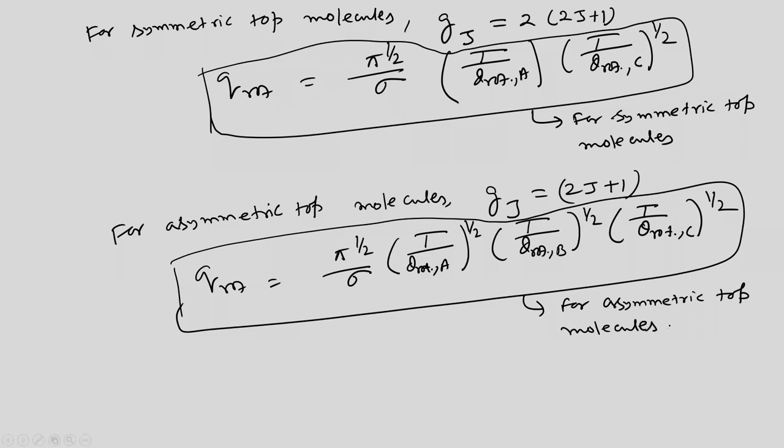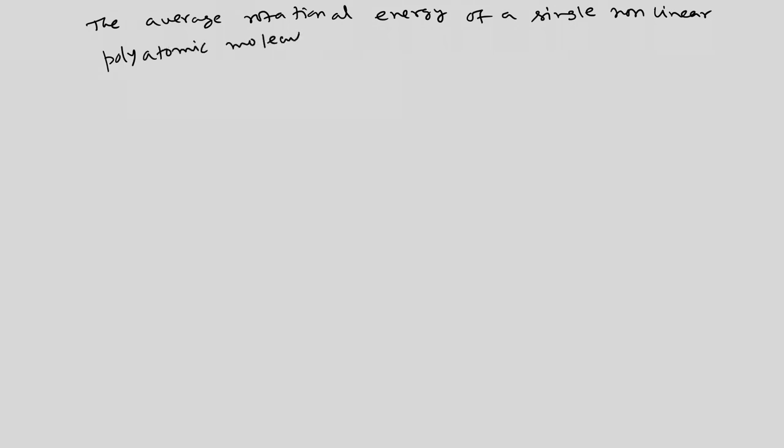And we can see that in all three partition function expressions, for spherical top molecules, for symmetric top molecules, and for asymmetric top molecules, we have T to the 3 by 2 terms. Okay. So, next we calculate the average rotational energy of a single non-linear polyatomic molecule.